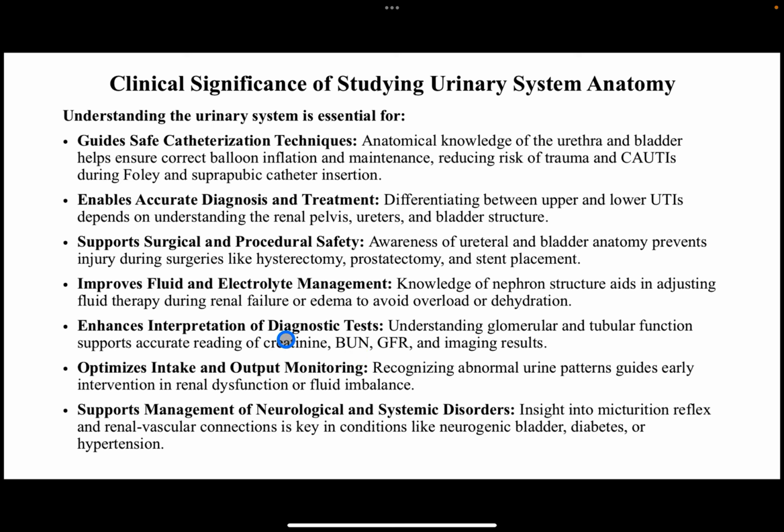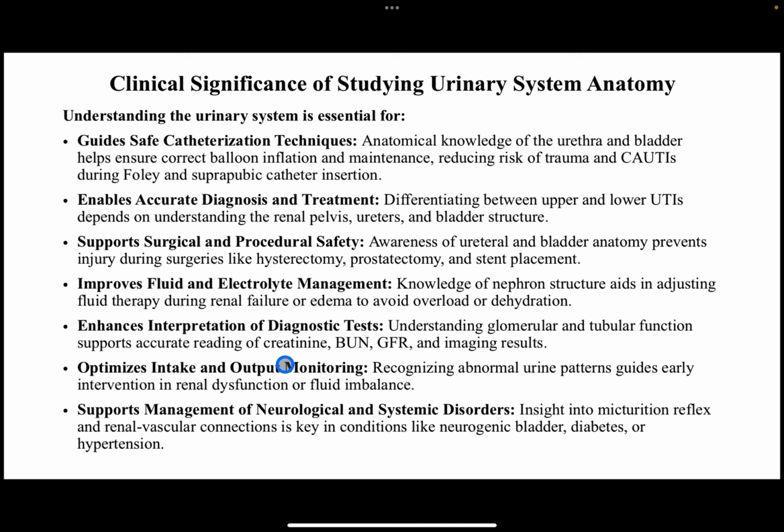If creatinine is accumulating in the blood, you would appreciate what it means and the impression it can give you about the functions of the kidney. If blood urea nitrogen is accumulating, it will give you an impression of what is happening in the kidney. If glomerular filtration rate is high, or if it is low, it will also tell you something about the kidneys. Good. And then it also helps you to appreciate the need for monitoring intake and output.